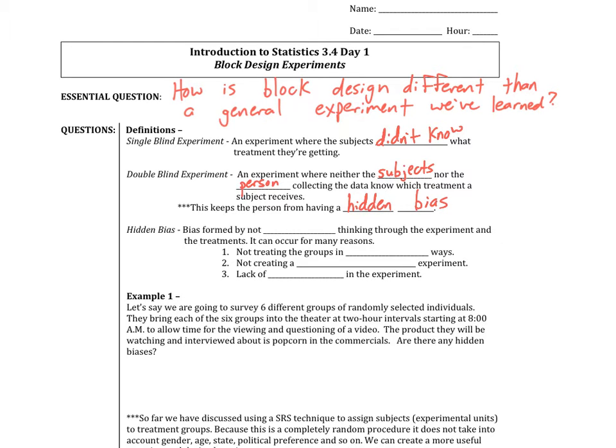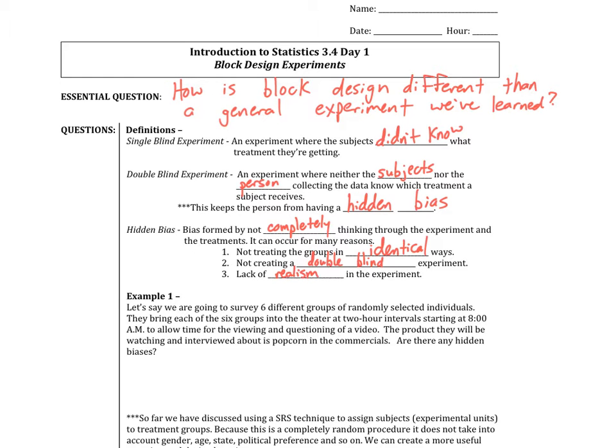Hidden bias is a bias formed by not completely thinking through the experiment and the treatments. It can occur for many reasons, like not treating the groups in identical ways, not creating a double-blind experiment, and a lack of realism in the experiment.